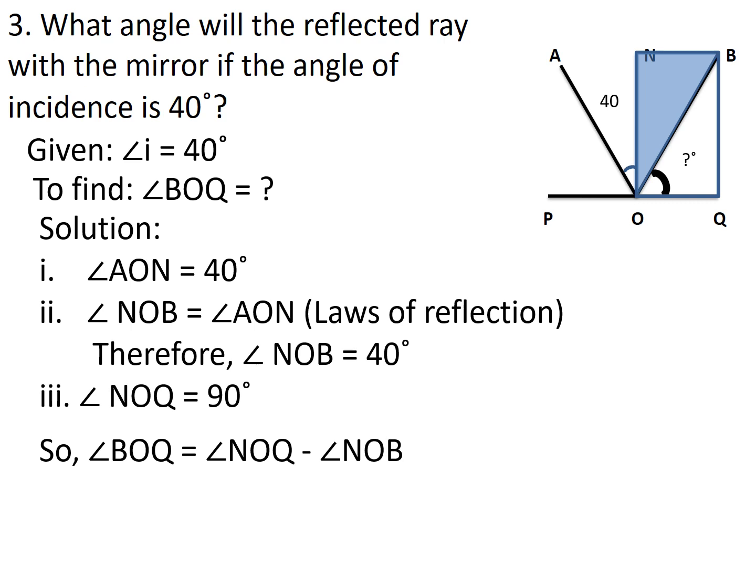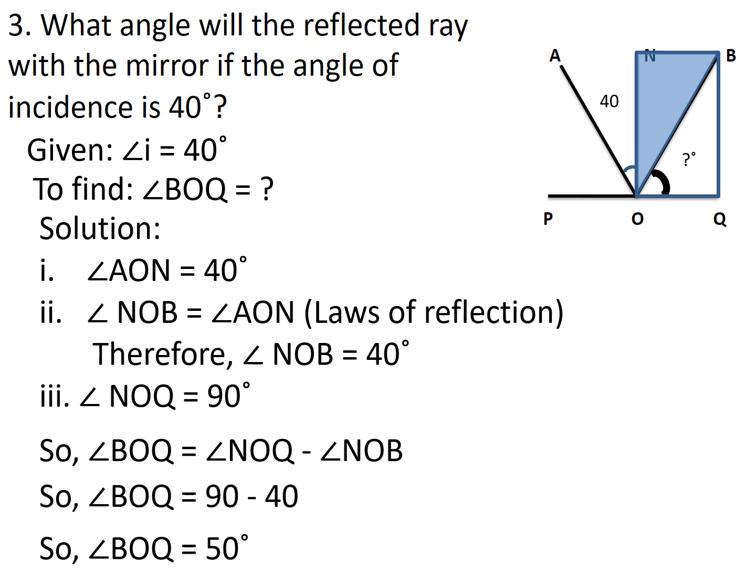Angle BOQ is equal to angle NOQ, that is the entire 90 degree, minus NOB, that is the angle of reflection. Okay, so we will substitute the values that we've got, that is angle BOQ will be equal to 90 minus 40, that is the entire area minus the area that you know. 90 minus 40 is 50, so we know angle BOQ is 50 degree. That is the angle that the reflected ray makes with the mirror is 50 degree.